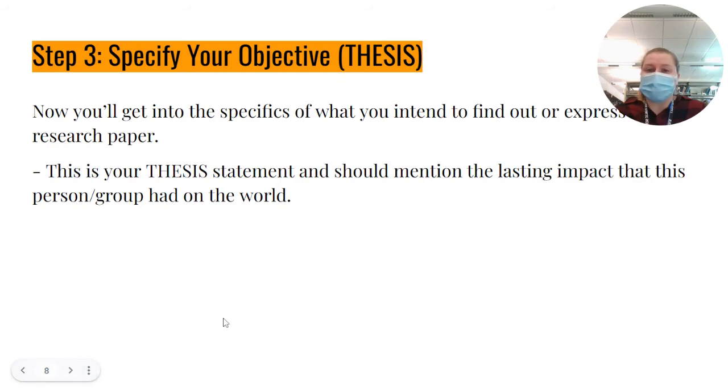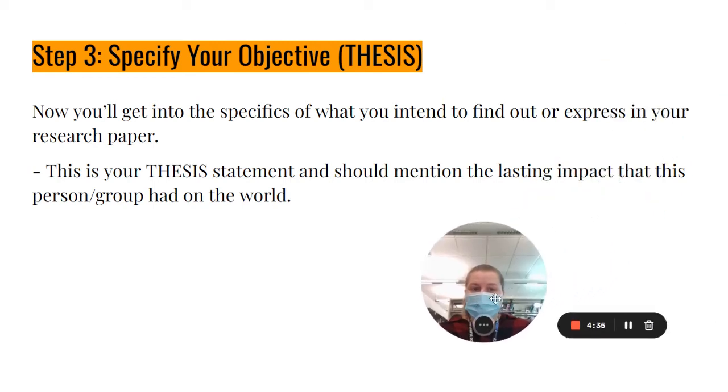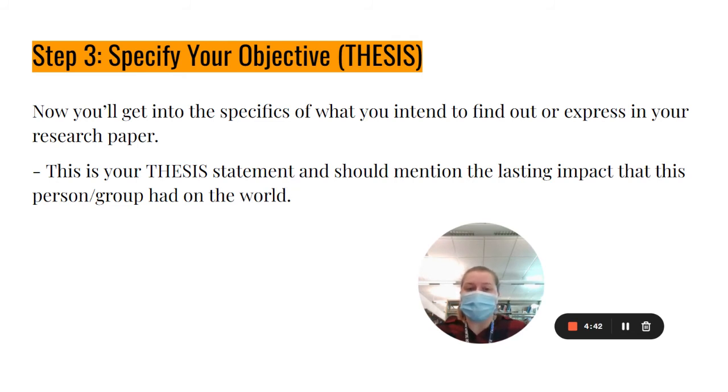Step 3 is going to be to specify your objectives. This is what we're going to be calling our thesis. So now you're going to get into the specifics of what you intend to find out or express in your research paper. So this is your thesis statement, and you specifically want to mention what the lasting impact this person or group had on the world was as your thesis.